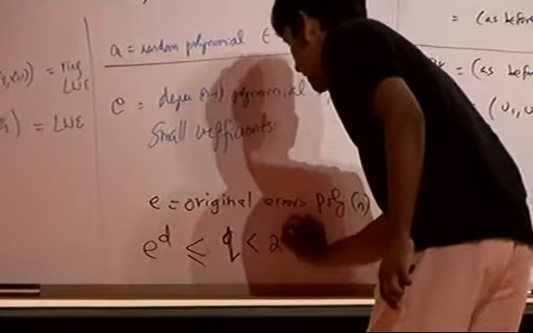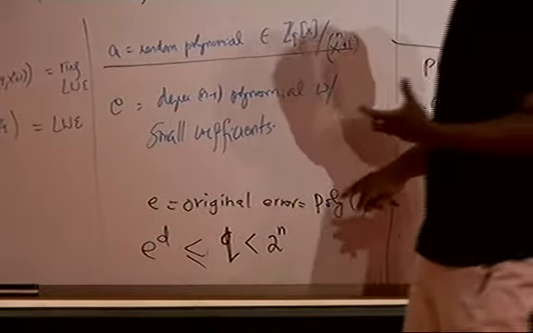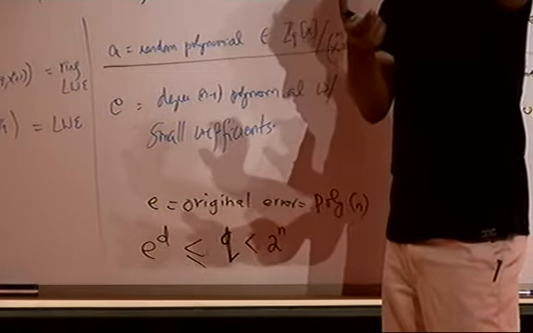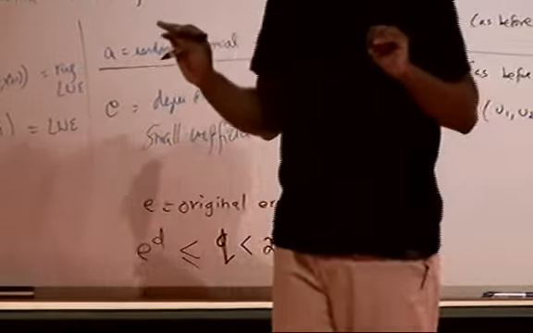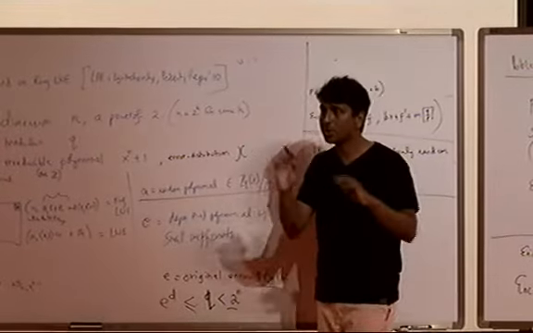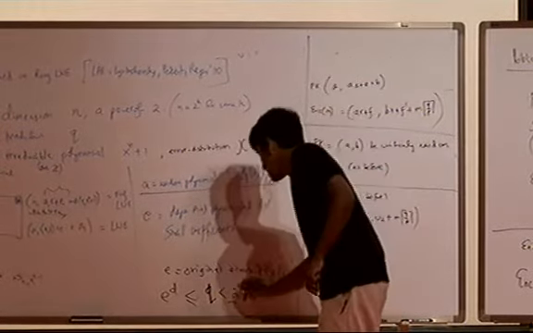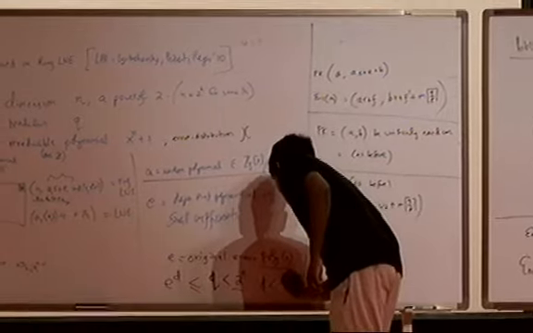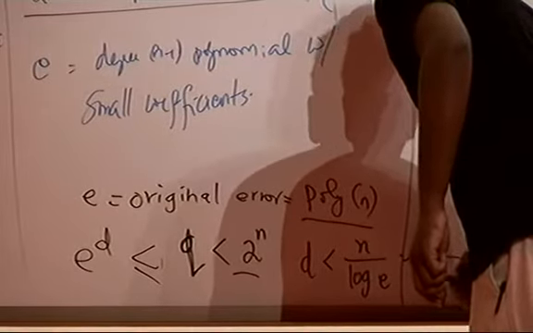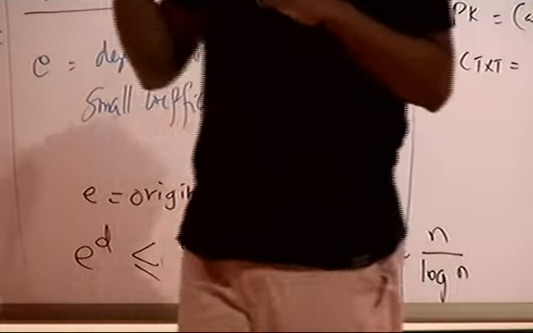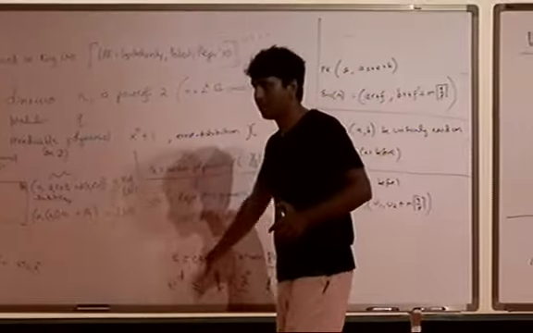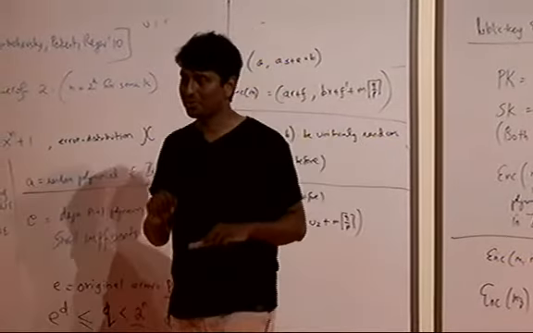And Q is smaller than 2 to the n. Why is that the case? Because if Q is larger than 2 to the n, then the ratio between the error and the modulus is so small that you can actually break the scheme. So the error is small, and the modulus cannot be too large. So this has to be smaller than 2 to the n, which says that D is smaller than n over log E, which is n over log n. The bottom line is that you can do n over log n multiplications with this, if you set the parameters to be the right values.